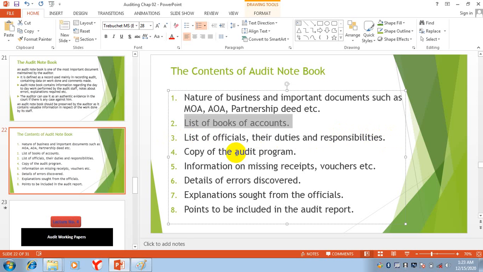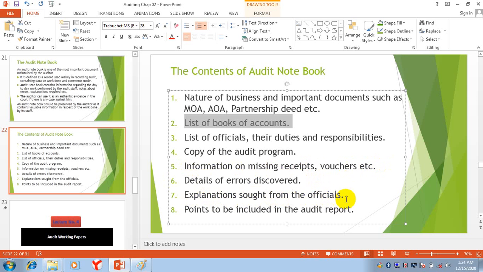So he is writing this information in the notebook. Copy of the audit program. What is the audit program? The auditor's program. So he is also keeping a record of this in the notebook. Information on missing receipts: if some receipts or vouchers are missing, we also record it in the notebook. Details of errors discovered: whatever errors are discovered during the audit, we record in the notebook.